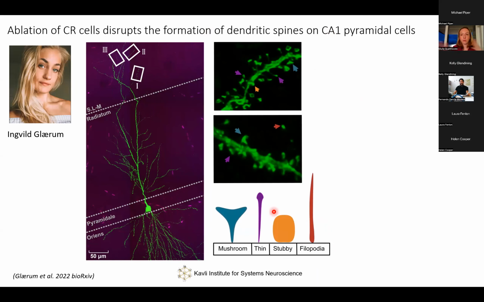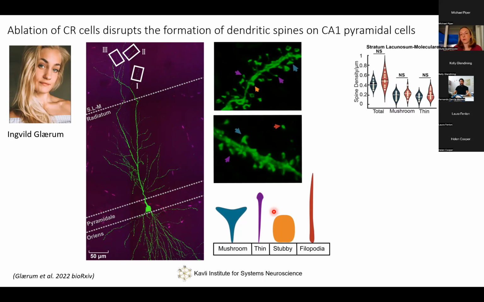For those of you that are not very familiar with the different types of spines, what the literature suggests is that mushroom spines are slightly more mature spines, and they're being connected more with memory, while thin spines are slightly less mature spines, and they seem to be more important for learning. So for example, it has been said that a greater amount of thin spines is correlated with the capacity for plasticity of the network.